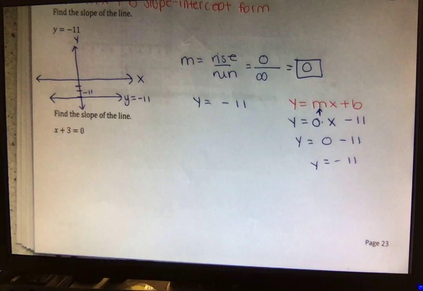Another way to think about this is slope-intercept form. There's no y value here, so it cannot be put into this form. So x plus 3 equals 0 cannot be put into slope-intercept form. So that's how you know it's undefined.